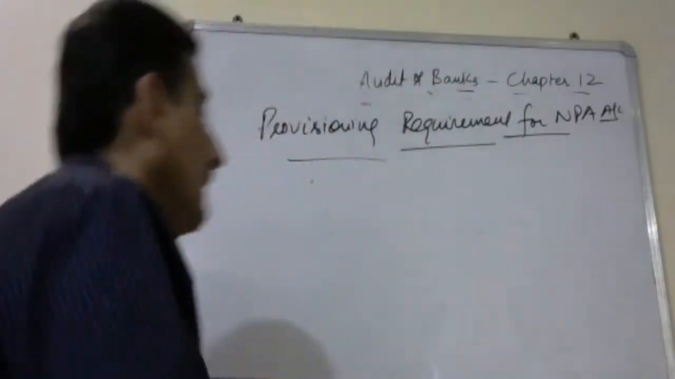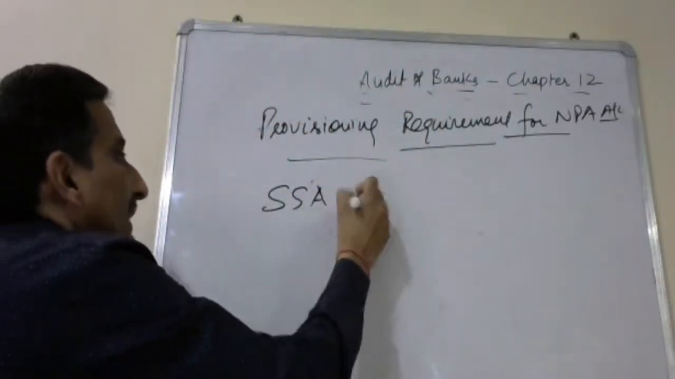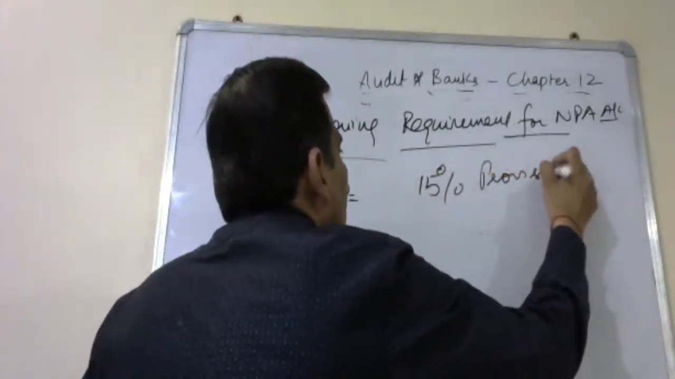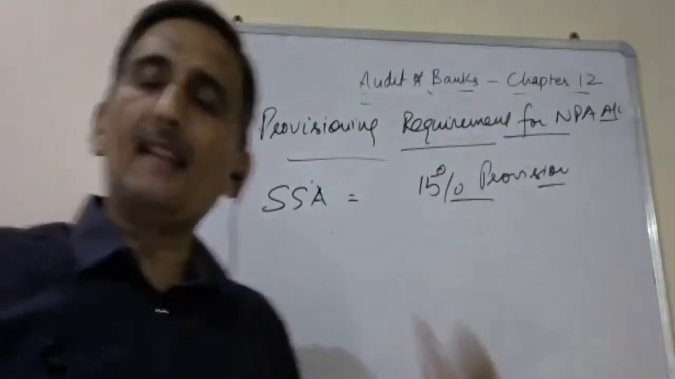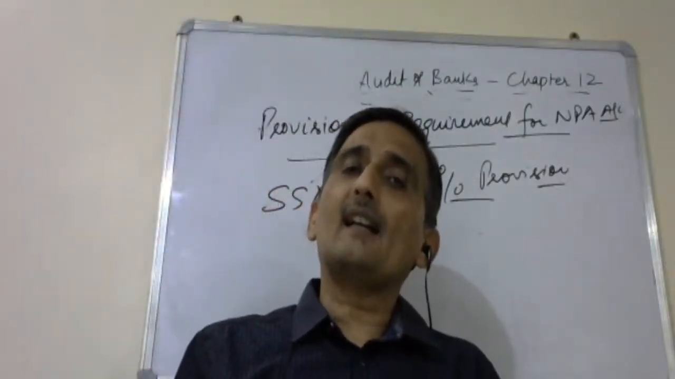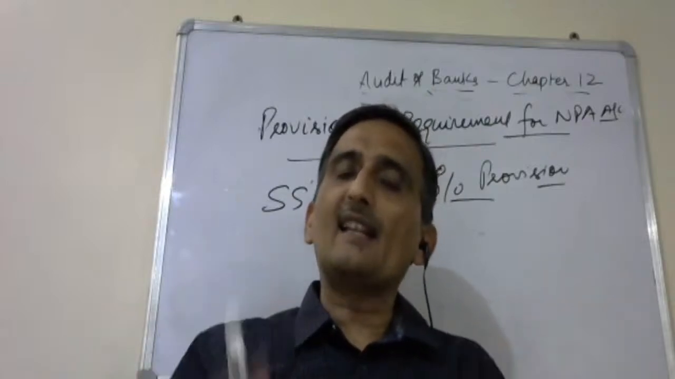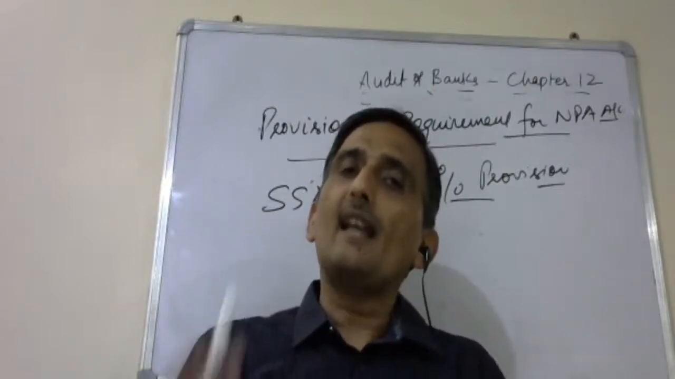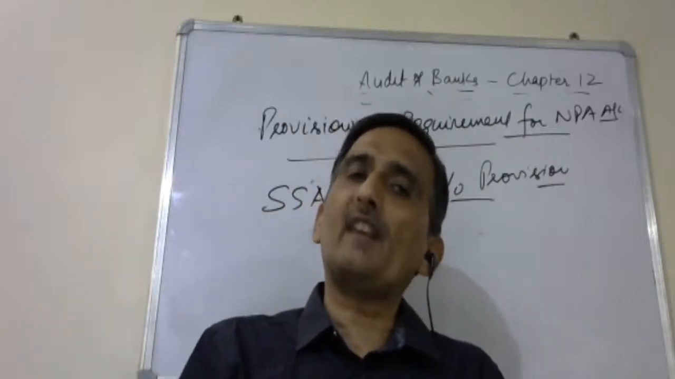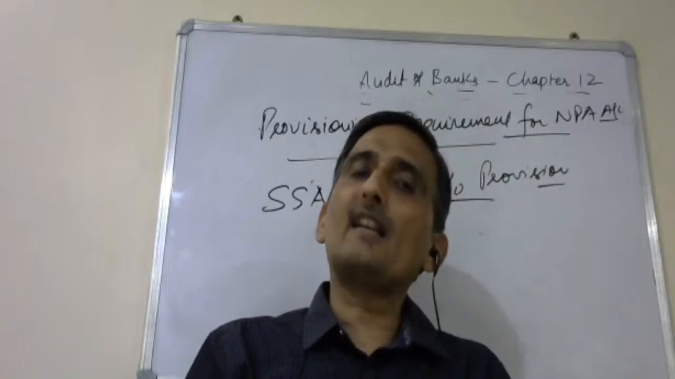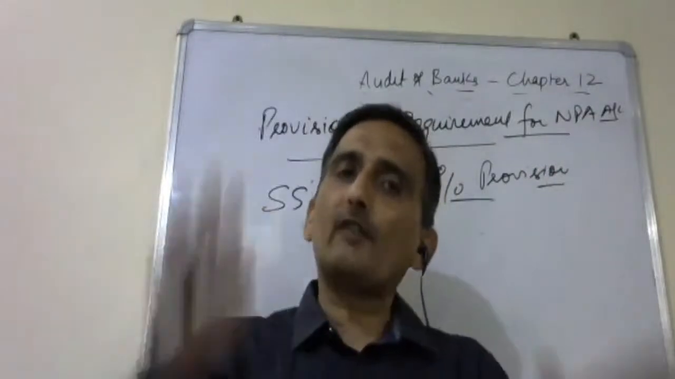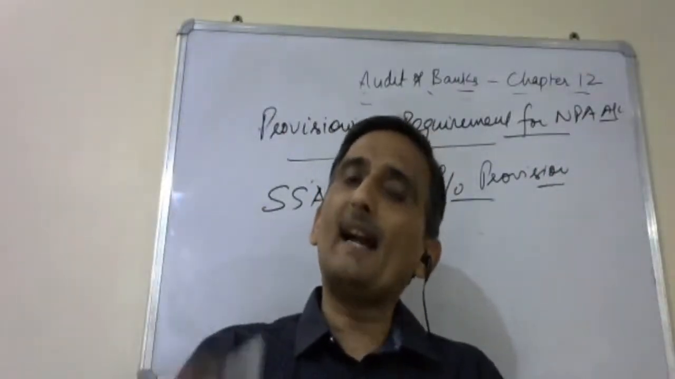Okay, so in case of substandard assets, 15% provision of the outstanding balance as on the balance sheet date is required. Say if some account has been identified as a substandard asset and it has a balance of rupees 2 crore, then the bank would have to make a provision of 15% of the outstanding balance as on 31st March in the books of accounts, and the profits of the bank would be reduced, okay, by 30 lakhs.